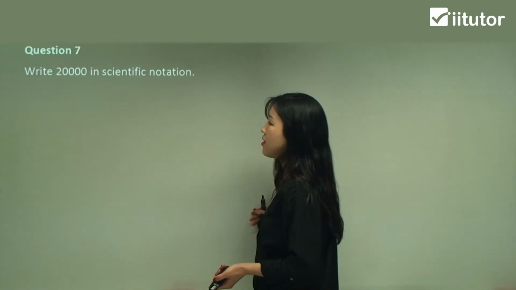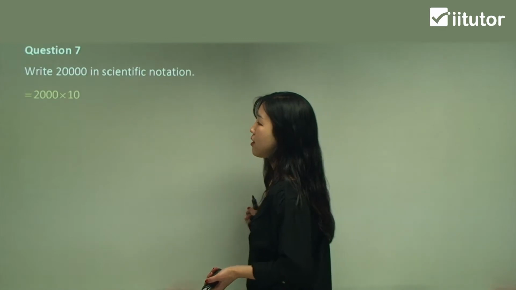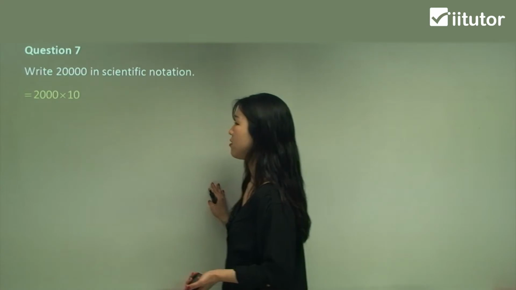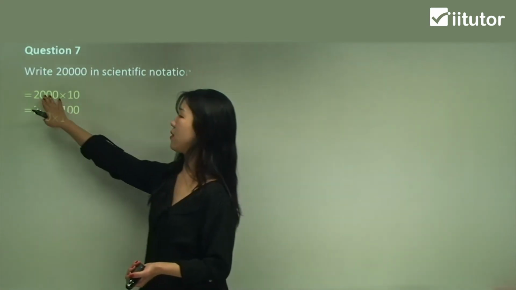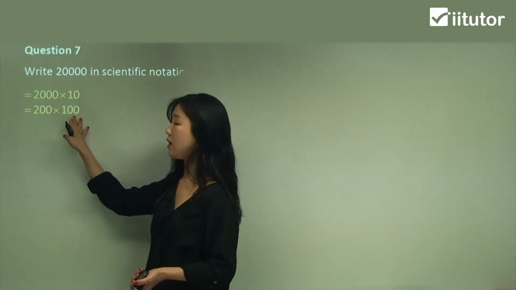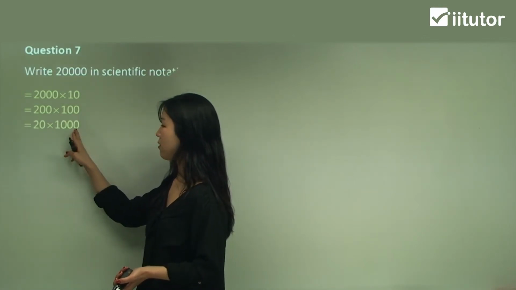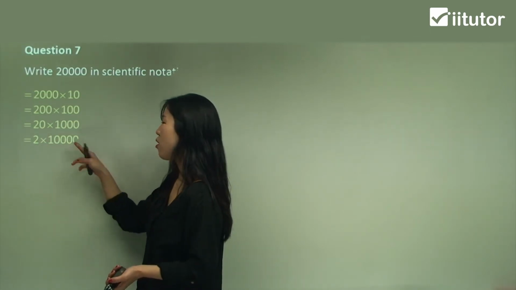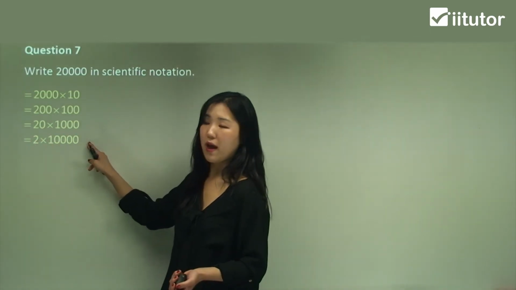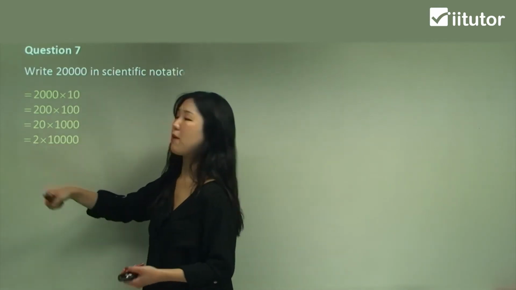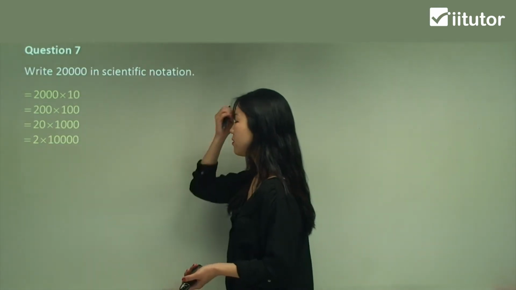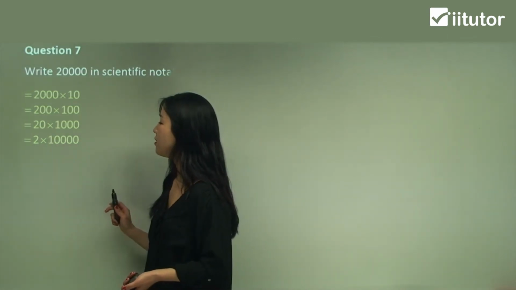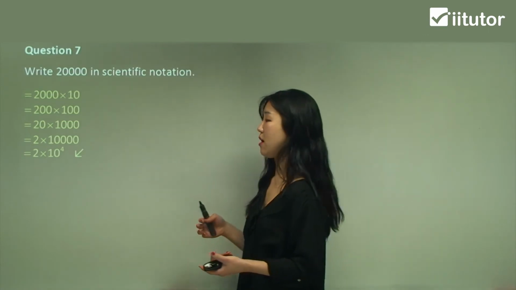Question 7, 20,000. I'm going to remove 1 zero. So I'm just going to make it 2,000, but make sure we multiply by 10. 2,000 times 10 is 20,000. I'm going to remove 1 zero from this one as well, but that means I'm going to add an extra 0 here. Remove another 0, add an extra 0 here. If I remove another 0, it's 10,000. But you can probably, guys, go to this step straight away, because we know that 20,000 is 2 times 10,000, isn't it? So, as you can see, 2 is in between 1 and 10. And how many zeros here? 4. So we can just write 2 times 10 to the power of 4.